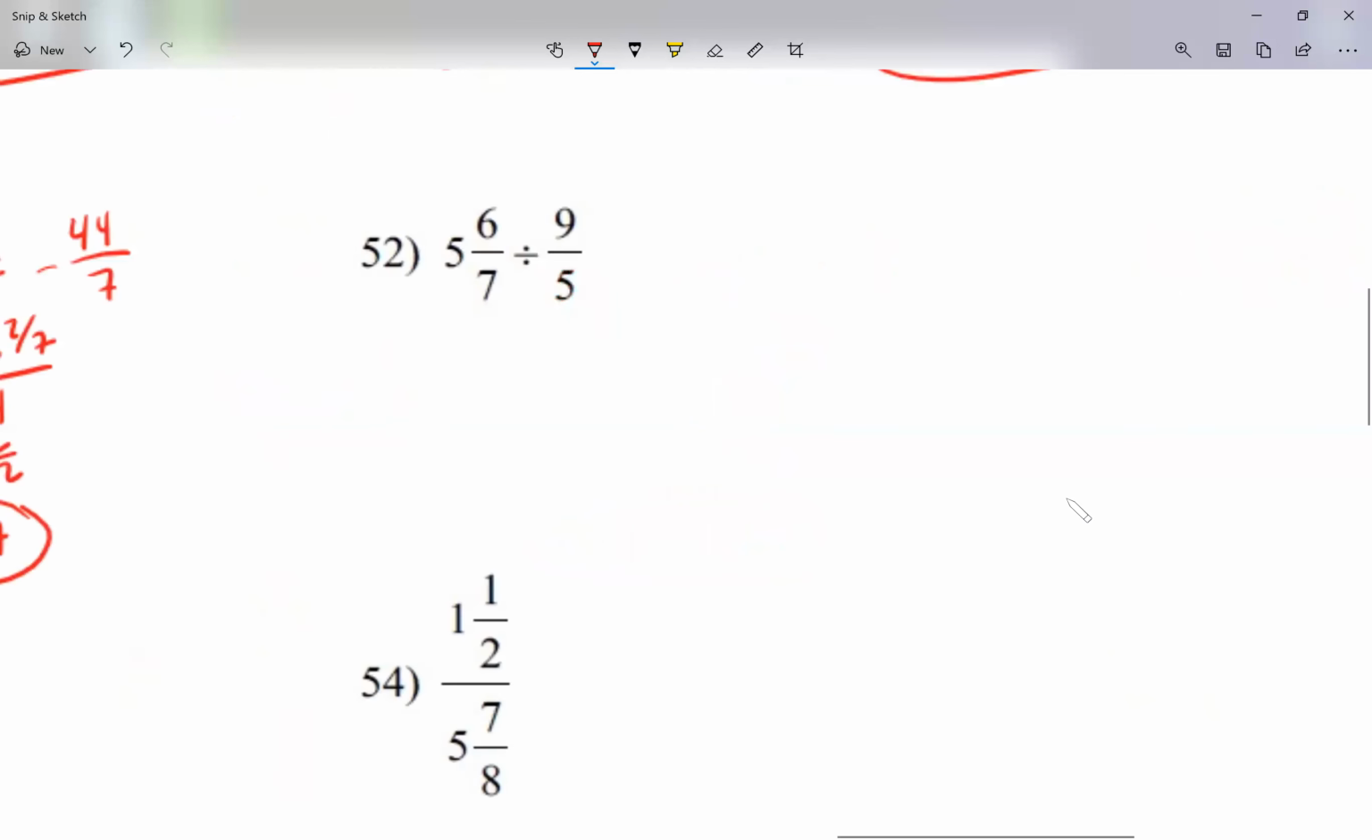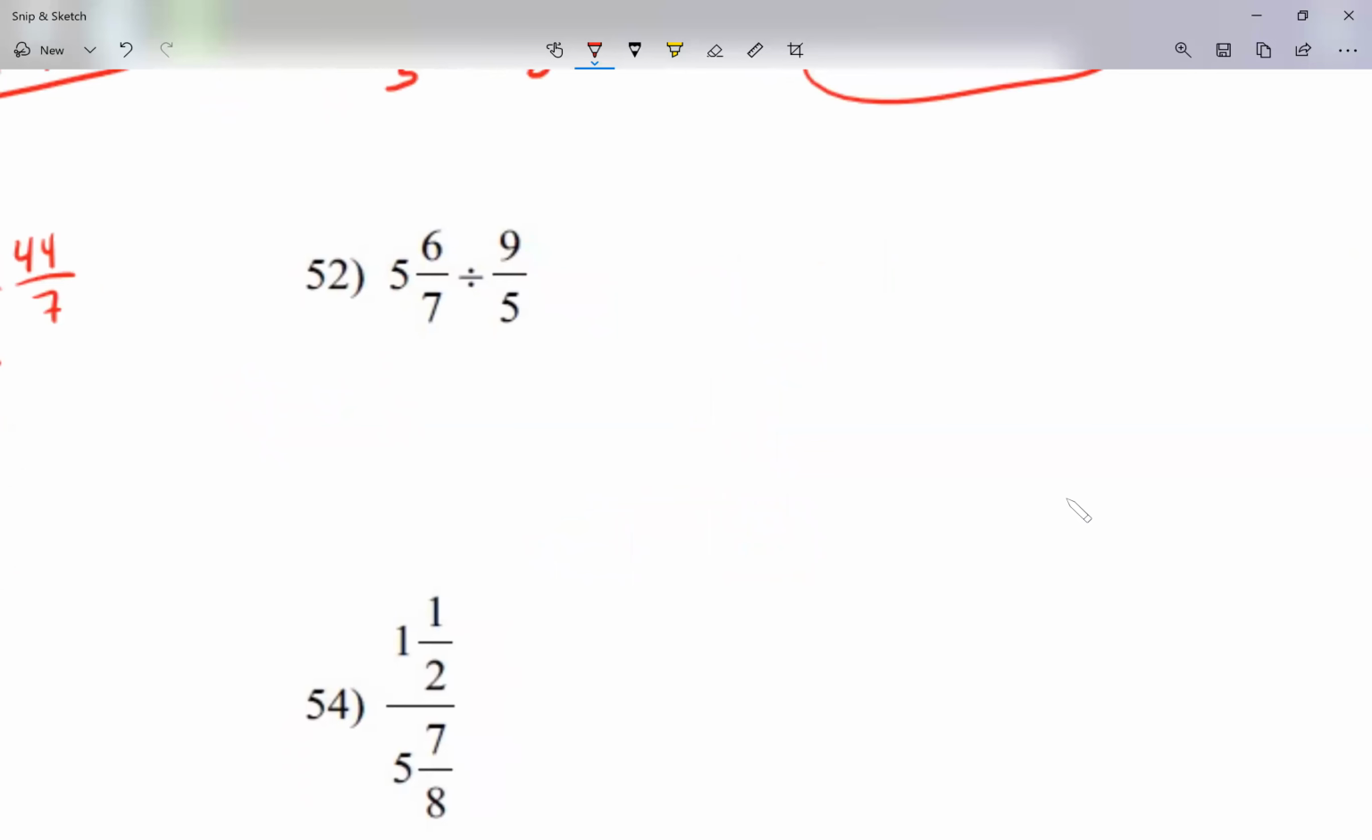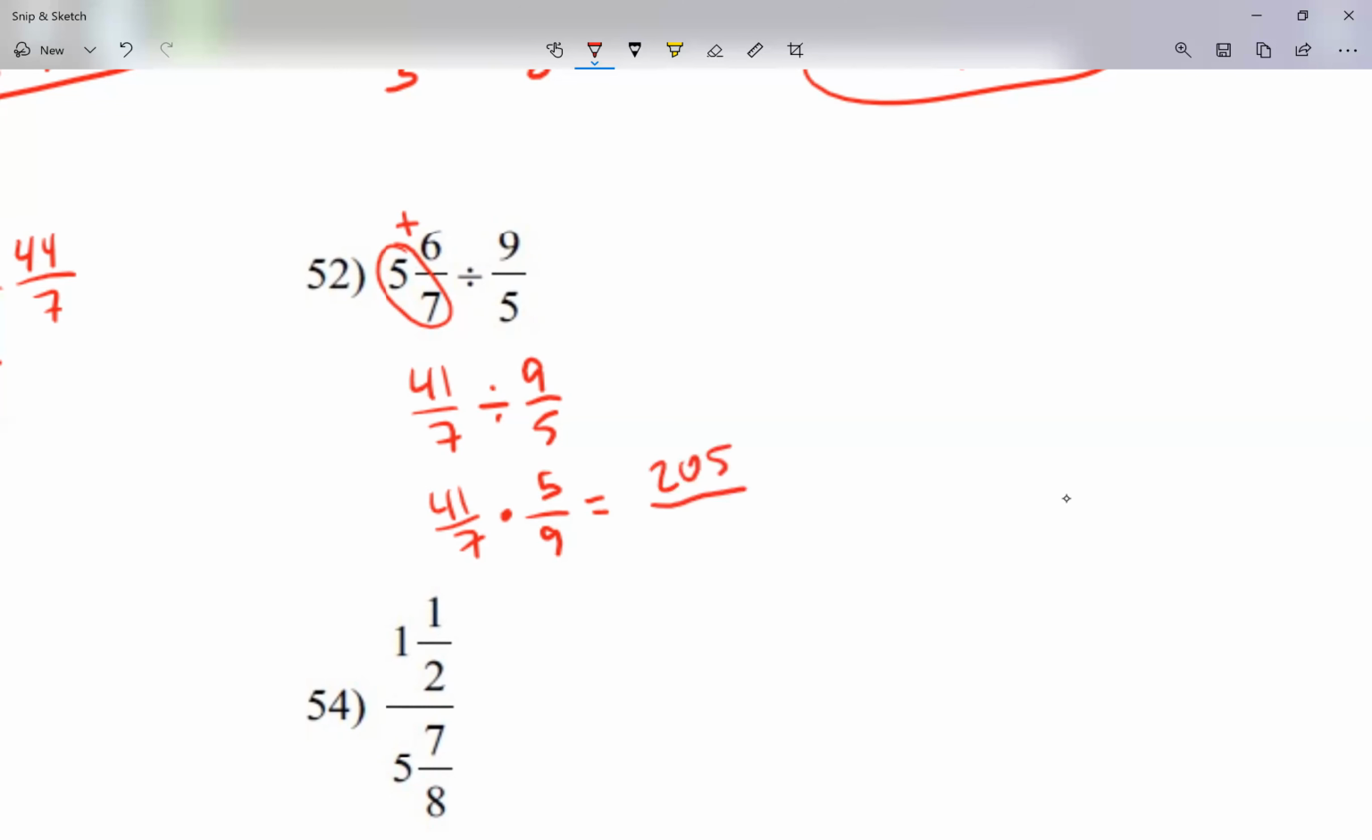Take a look at number 52. Let me fix this out. My first fraction, I'm going to multiply these and add it to the top. 5 times 7 is 35. 35 plus 6 is 41 over 7 divided by 9 over 5. And I'm going to change this as 41 over 7 times 5 over 9. Simplify if possible. This one I cannot. So I'm just going to multiply straight. On the top, 41 times 5 is 205. At the bottom, 7 times 9 is 63.